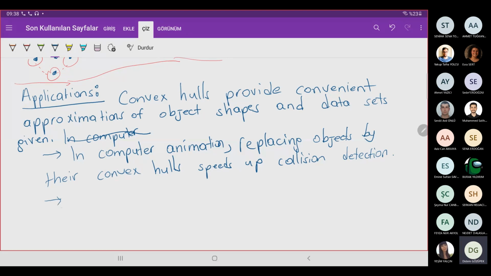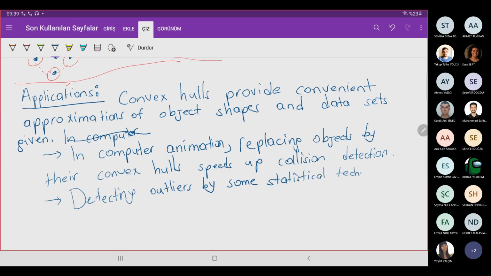So another example that you haven't talked about is in statistics. Detecting outliers by some statistical techniques. Let's say that you have a certain set of data like this as points, and you want to find the area where most of the data is, in which case here, for example, you determined that, and you want to detect the remaining as outliers.